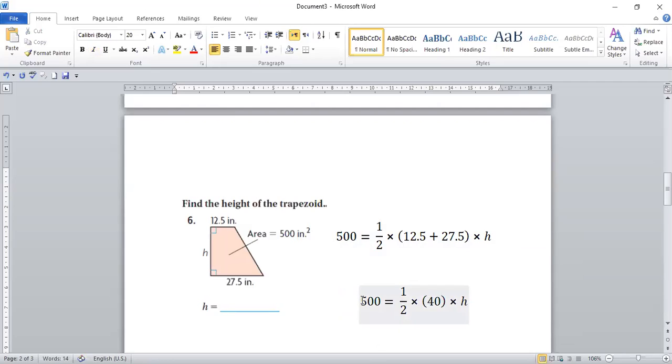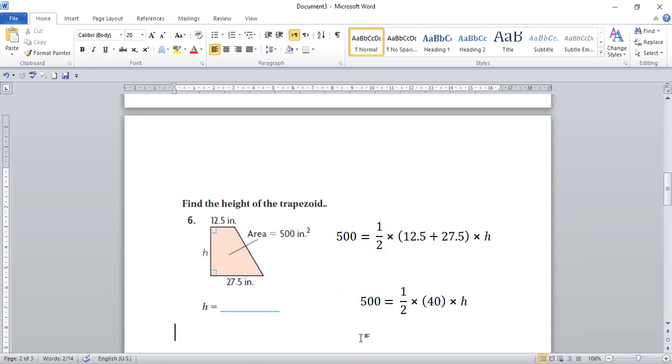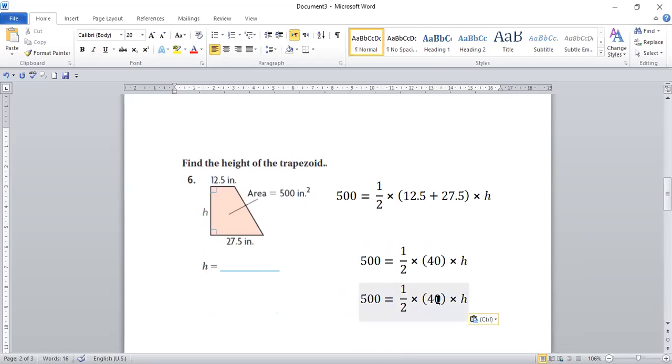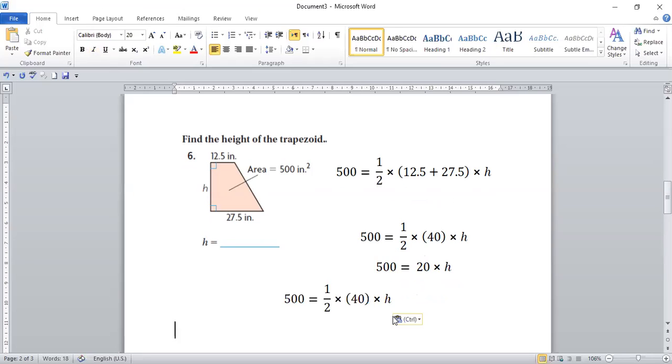Now you will have to find what's half of 40. Half of 40 is 20, right? So we will remove all that and just write half of 40 is 20. So 20 multiplied by h. How do we find h? To find the answer, of course, we have to divide 500 by 20.